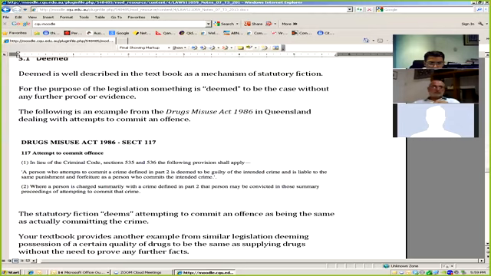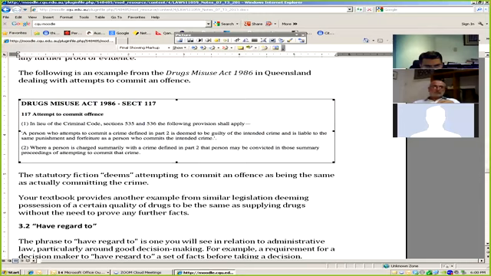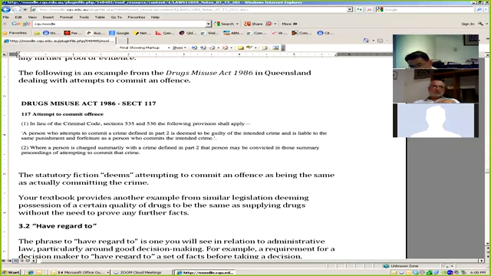They refer to the Drugs Misuse Act. A person who attempts to commit a crime is deemed to be guilty of the intended crime and is liable to the same punishment and forfeiture as a person who commits the intended crime. So it's as if, by virtue of the word deemed, that you did the offence even if you didn't do the offence. What's the example of that?